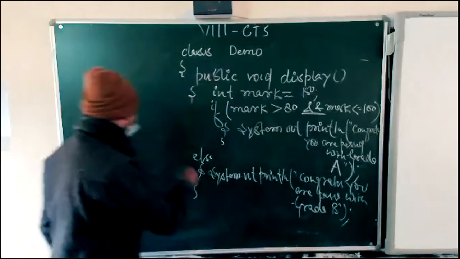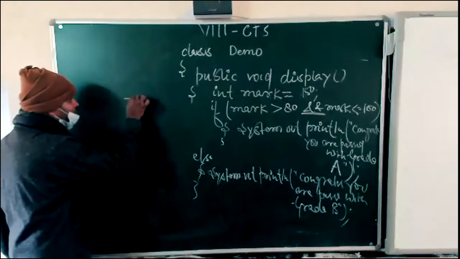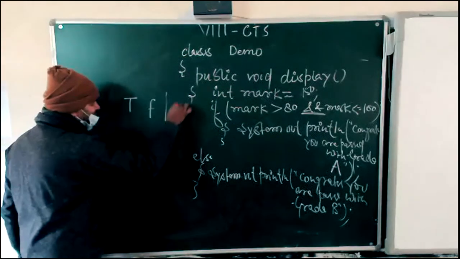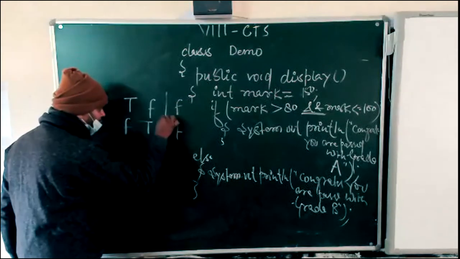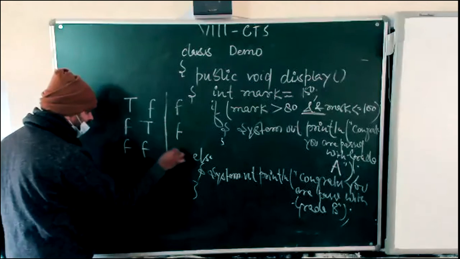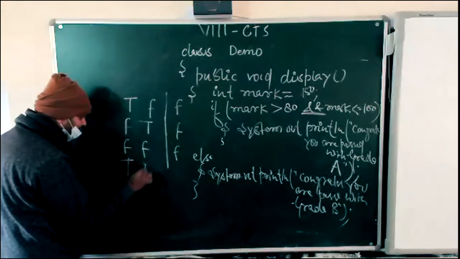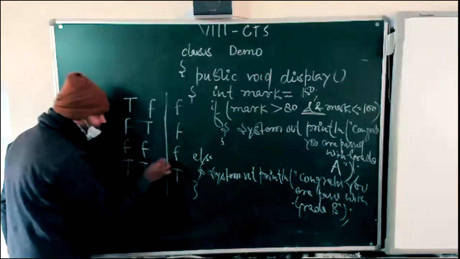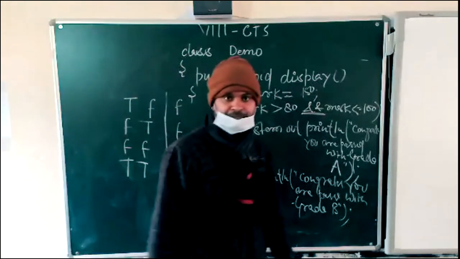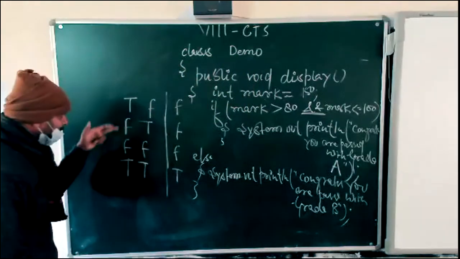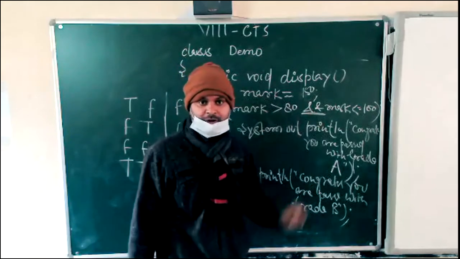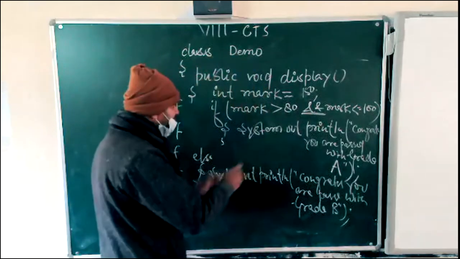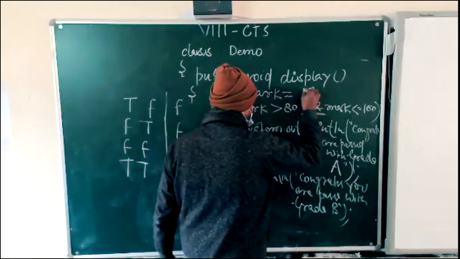Truth table, like if the first statement is true, second one is false, then false. If first is false, second is true, then also false. If both are false, definitely false. If both are true, it provides true. So this is the truth table of AND operator. Clear? Let us check here how this is working.